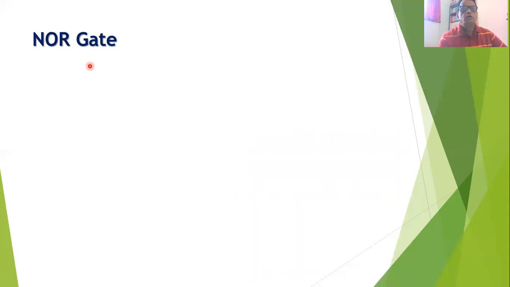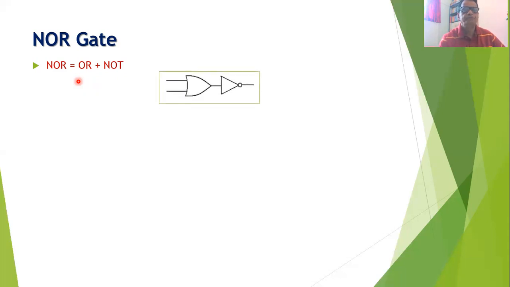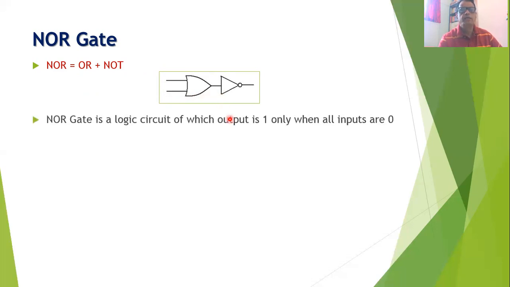Now we will go for the NOR gate. This is another derived gate, and you will find that the NOR gate is written as OR gate plus NOT gate. That is, when we have been given an OR gate, then we can connect one NOT gate to the output of the OR gate, and such a combination is called a NOR gate. So this is an OR gate which has two inputs, and the output of the OR gate is connected to a NOT gate, and such a combination of these two gates is called a NOR gate. Now we can define the NOR gate.